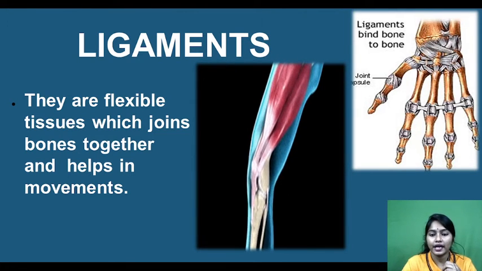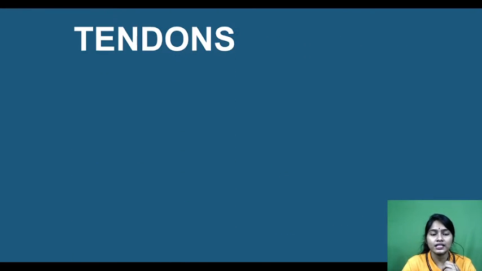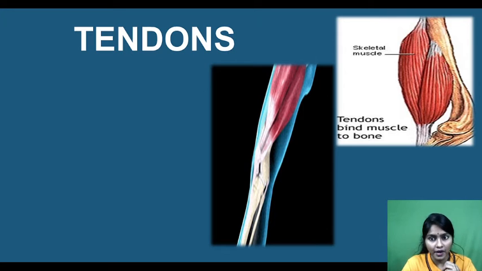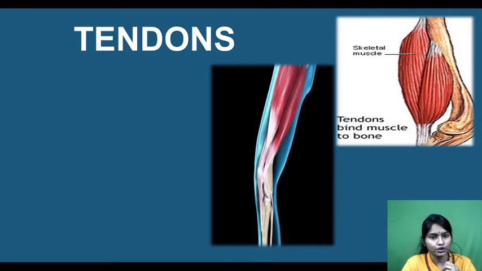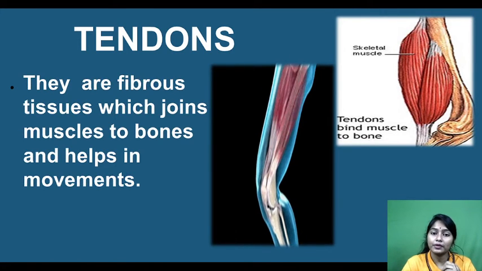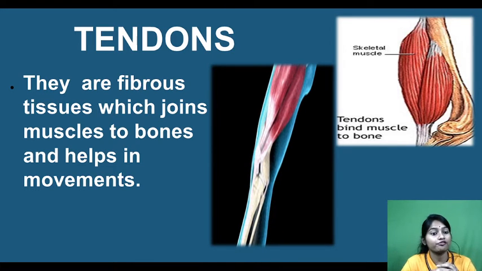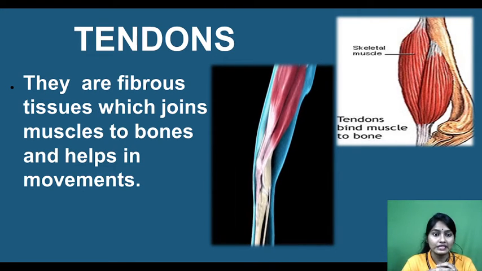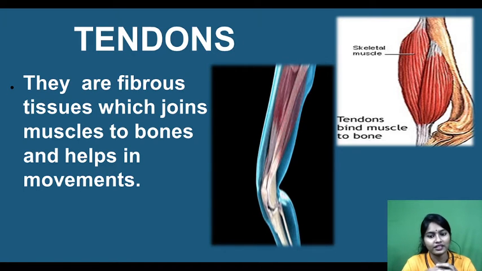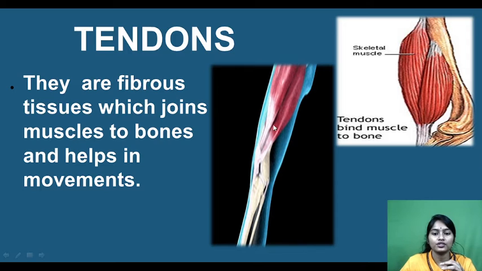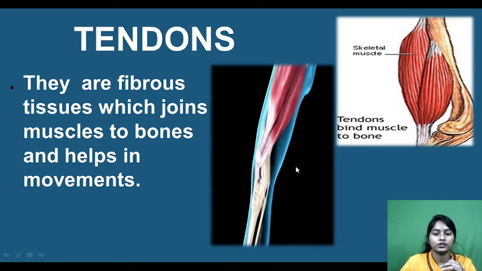And next are the tendons. What are tendons? They are also like ligaments, but they bind muscle to bone. So ligaments join bone to bone, but tendons join muscles to bone. They are fibrous tissues which join muscle to bones and help in movement. They are flexible, right? So they help in the movement. You can look here, they are joining the muscles to the bone.